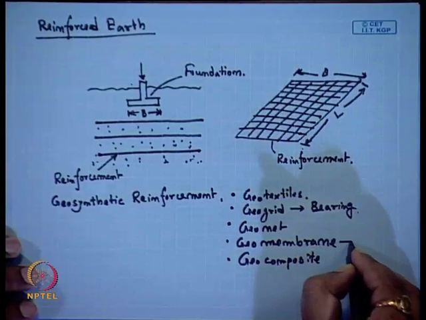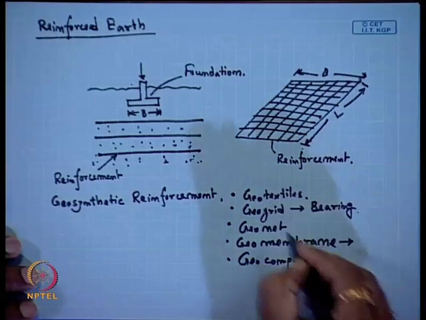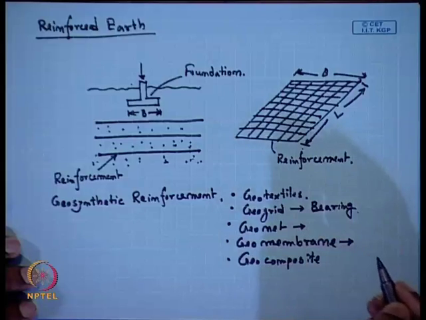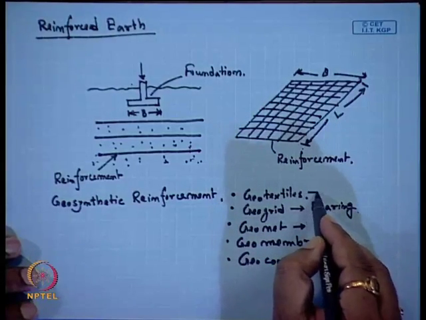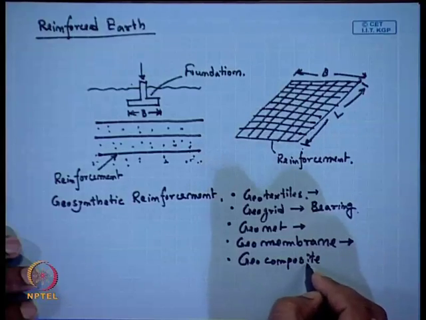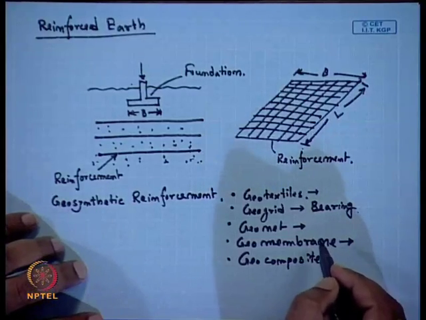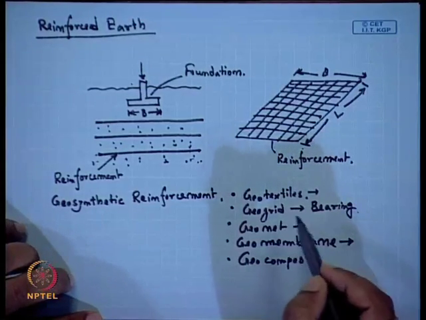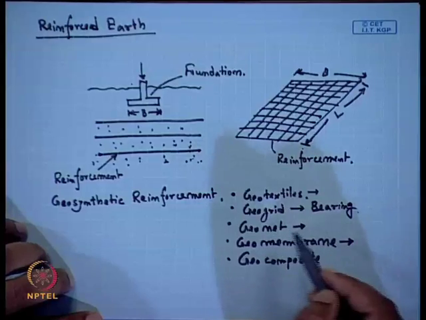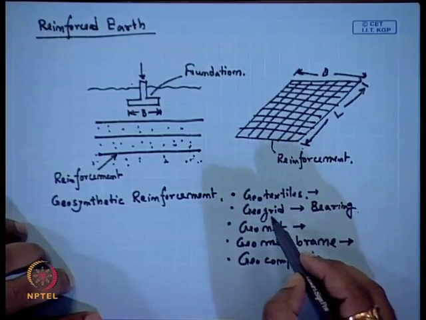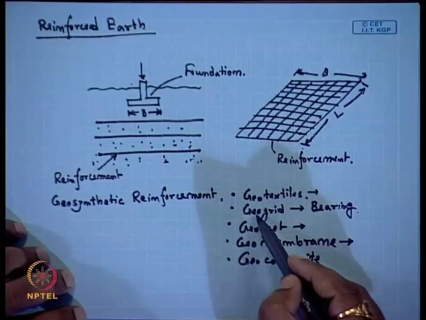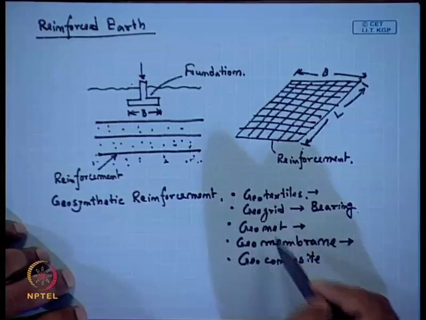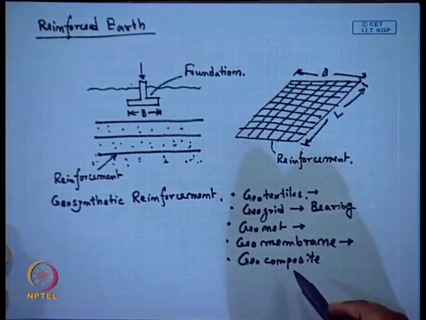Now, geomembrane is for the barrier purpose, geonet is for the drainage purpose, and geotextile is for more or less all purposes. Now here the geocomposite, basically, if we use it for multiple purposes, suppose we want to use it for bearing as well as for drainage purpose, then we clap this geogrid and geonet and form a new type of material, that is geocomposite.